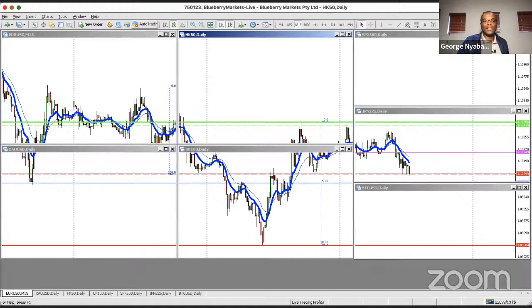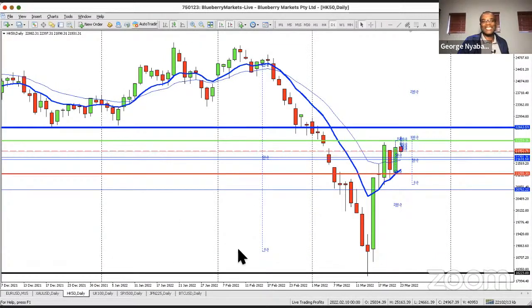So let's have a look at another one, a little bit more exciting in terms of what's on our watch list. Hang Seng 50, Hong Kong 50. Looking for opportunities to sell.